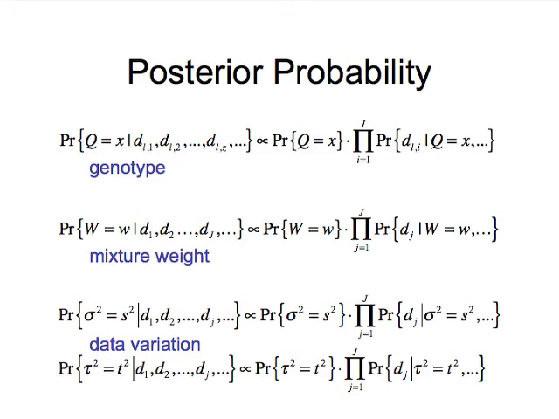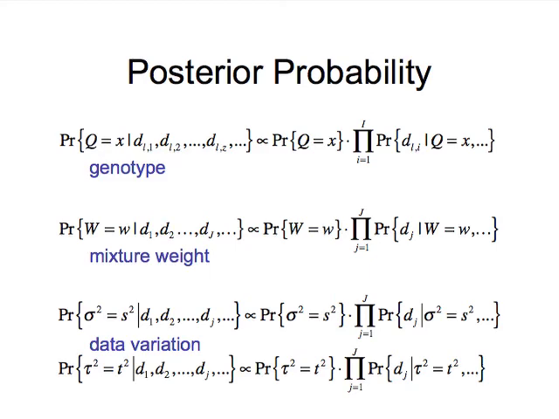If you take a look carefully at those likelihood terms on the right, you'll see that they're all the probability of the data given the various parameters. What makes it different for each variable is which one is being changed, what's being varied. So the expressions are the same, but what's being changed, whether it's genotype in the first line, mixture weight on the second line, or data variation on the third line, is the only thing that's changing in the likelihood function.